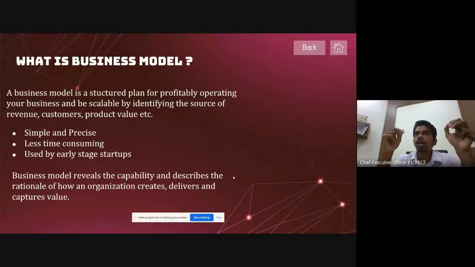So it gives you simplicity in determining these key metrics and jotting them down in a canvas or a business model structure. It also reveals the capabilities of how an organization creates and delivers value, and also how that organization is going to capture the value that you are delivering. That is very important for revenue generation.